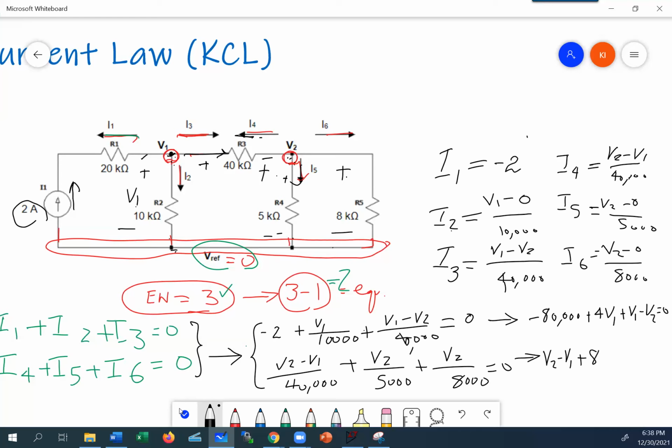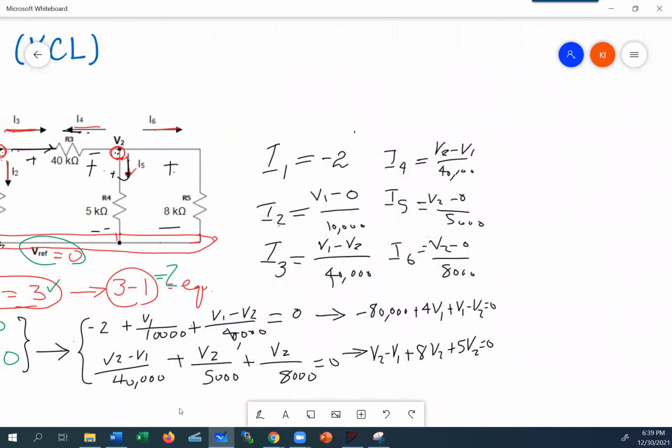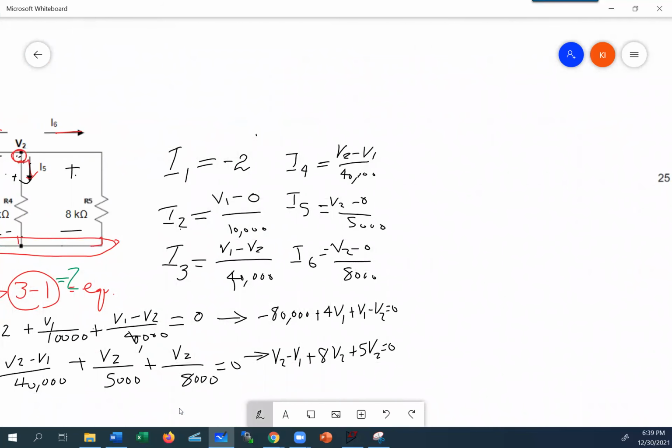So we'll have 8 V2 plus 5 V2 equal to 0. So all we have to do now, basically we are going through algebra, something you hopefully have had. If not, then now is a good time to practice it. And then what we're going to do is continue on. Basically what we're doing, we're taking this equation and keep simplifying it until we can solve it.